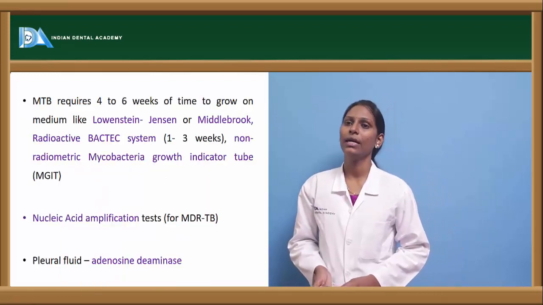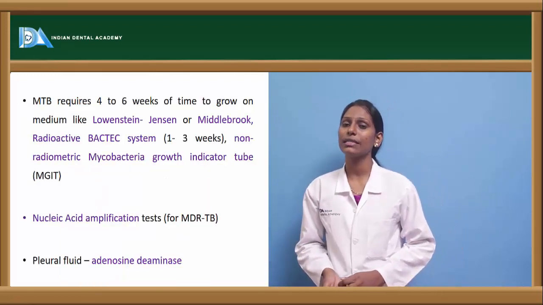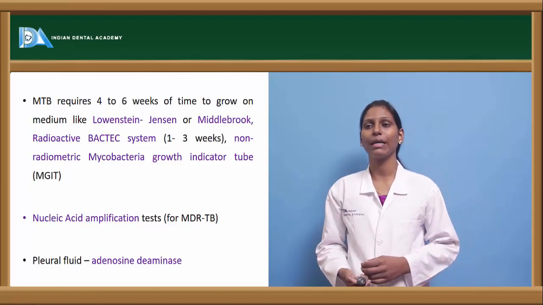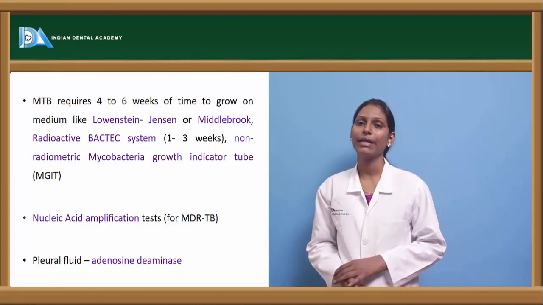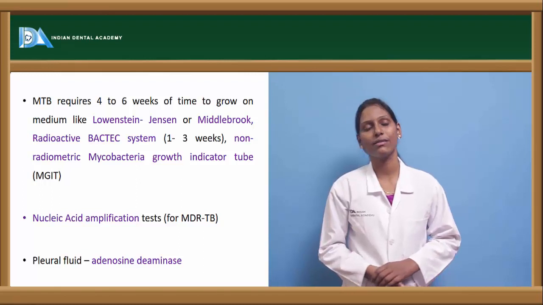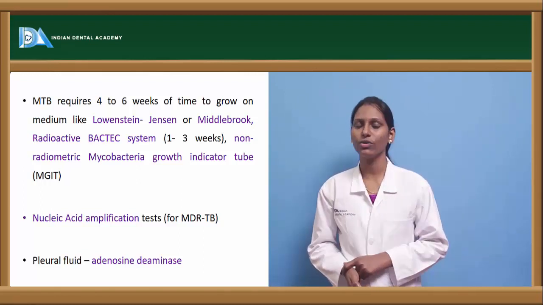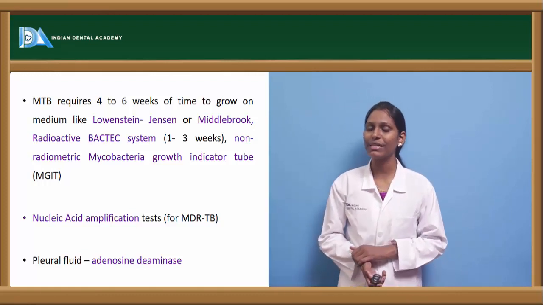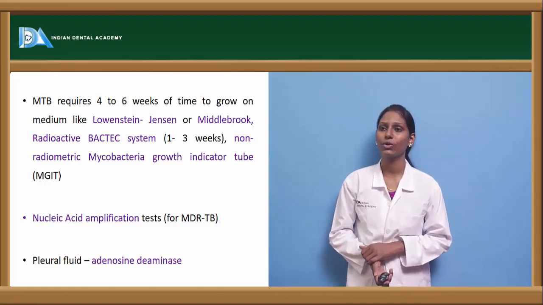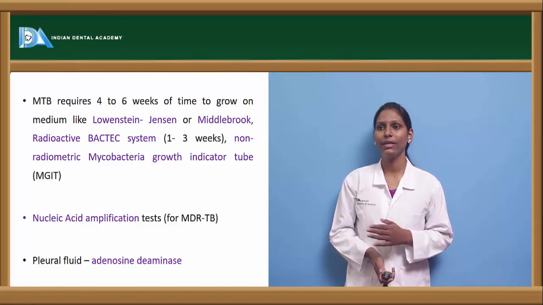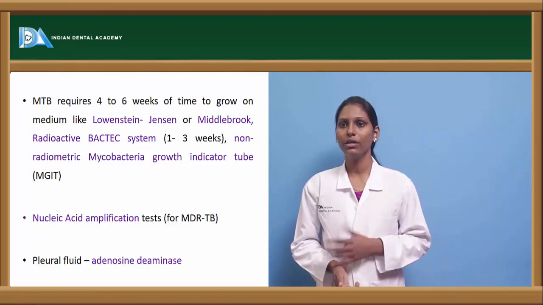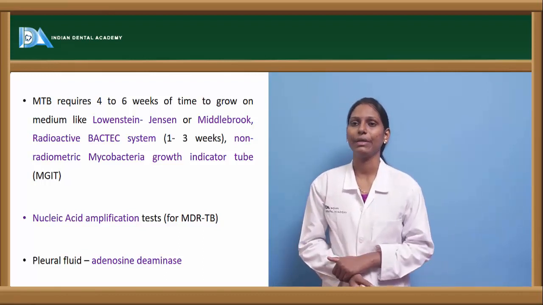for Mantoux test. Normally, Mycobacterium tuberculosis requires about 4 to 6 weeks to grow on a medium like LJ medium, that is Lowenstein-Jensen medium, or Middlebrook medium. The radioactive BACTEC system can be used, but it usually takes about 1 to 3 weeks, and the non-radiometric Mycobacterium growth indicator tube, that is MGIT, can also be used for growing this MTB.